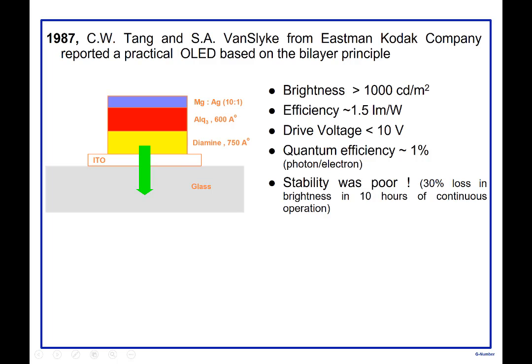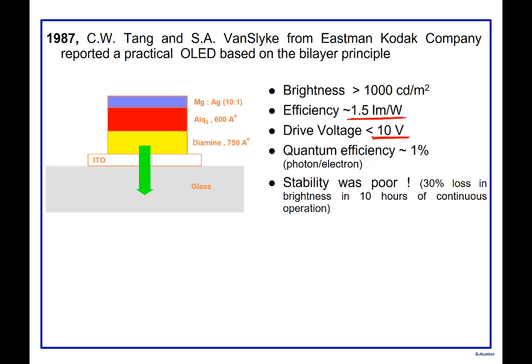And this is where finally very few groups were working and a breakthrough was achieved. In 1987, this particular group, Tang and Van Slyke from Eastman Kodak Company, reported an OLED. We'll go into these things later on. The important point to note is they reported an OLED which worked at, note this, 10 volts, reasonable voltage, and look at the efficiency, 1.5 lumens per watt.